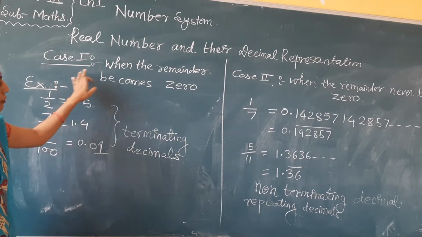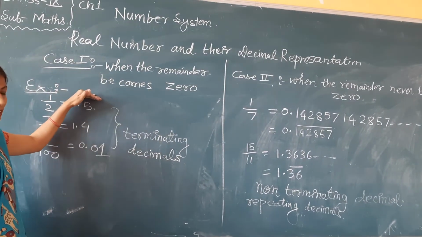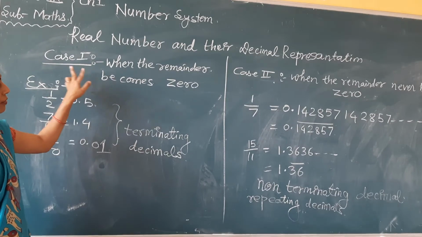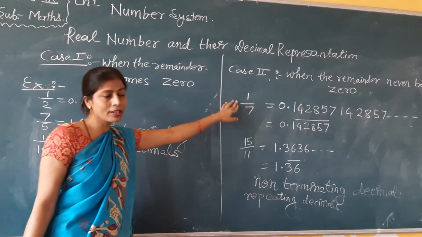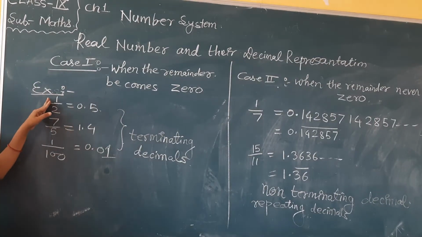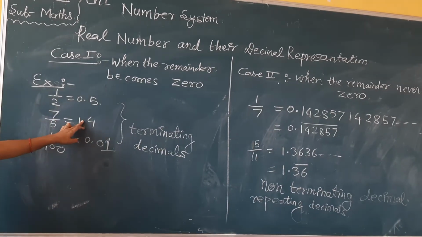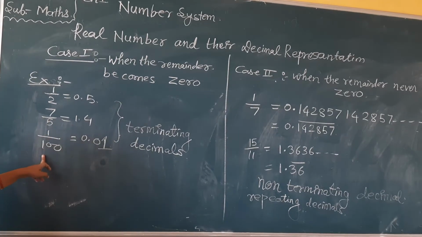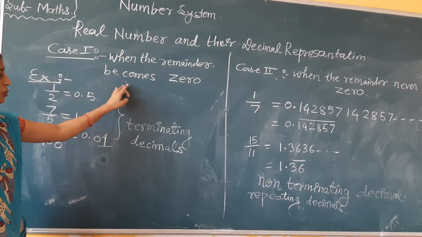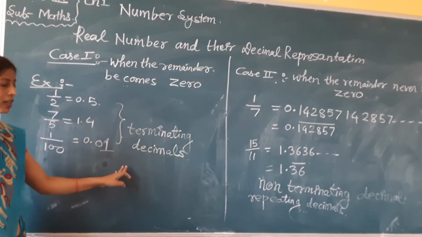So case first, when the remainder becomes 0. When we divide the numerator by the denominator, two conditions are here: first, when the remainder becomes 0, and second, when the remainder never becomes 0. In the first condition, 1 upon 2 we can write as 0.5, 7 upon 5 as 1.4, 1 upon 100 as 0.01. When we get remainder 0, this kind of decimal expansion is called terminating decimal expansion.